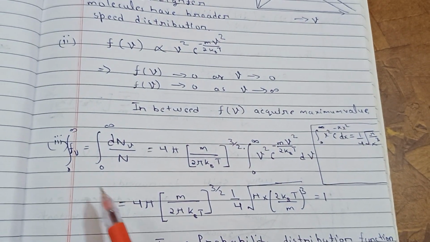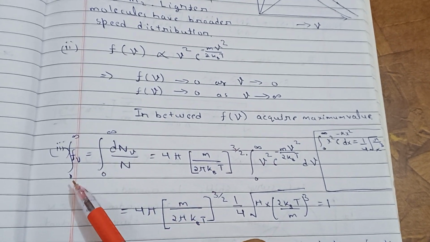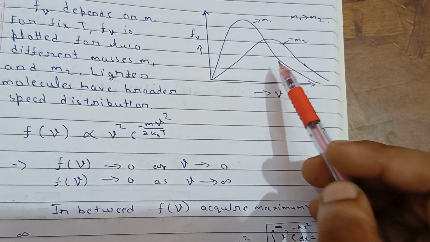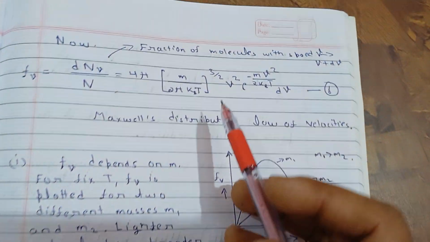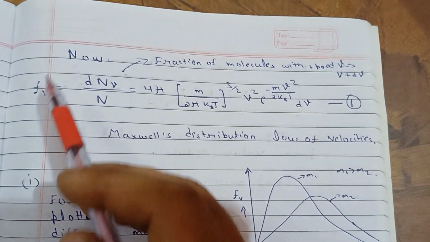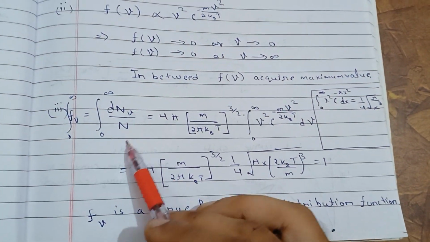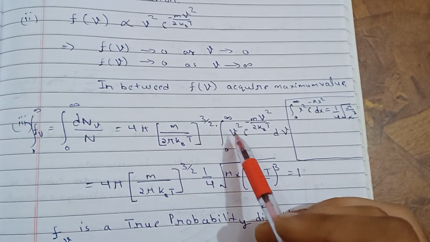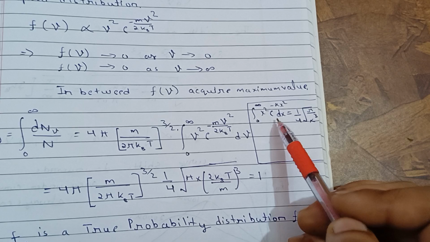So what is the third conclusion? That is the probability function. If we integrate this, the complete probability, the sum of all the probabilities, must be 1. So let's see if the function gives this or not. Integrating over the complete velocity from 0 to infinity must give us 1. So let's see, dN/N equals 4π times the variables, dv. Now use this result for the integration of x² exp(−αx²).